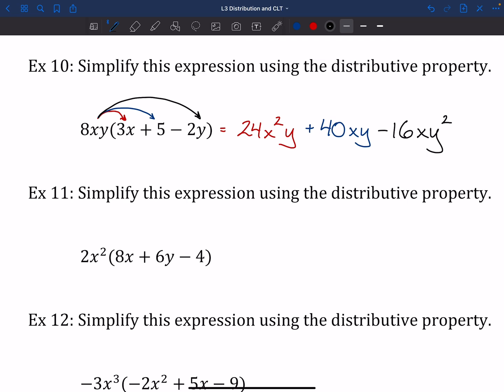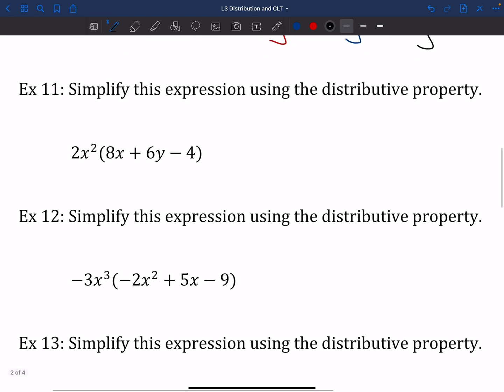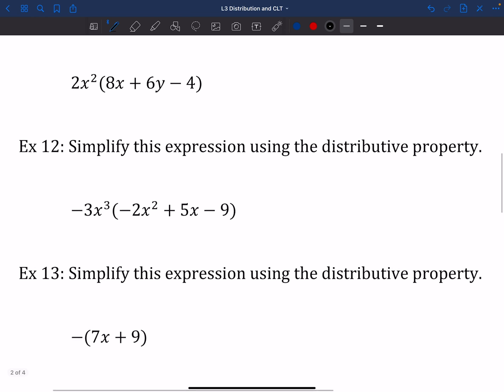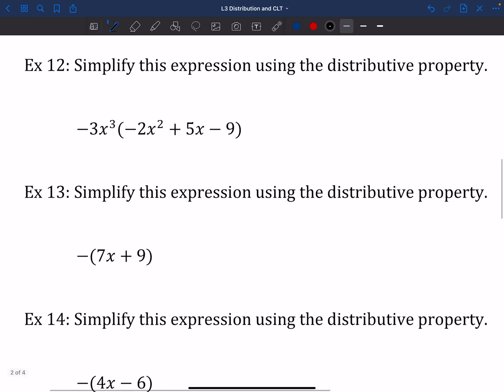All right. We'll go through a couple more of these. I'm actually going to skip down to number 12 because it's pretty similar to 11. And again, trying to value your time. So for number 12, first things first, right? Negative 3 times negative 2 is positive 6 with those numbers there.